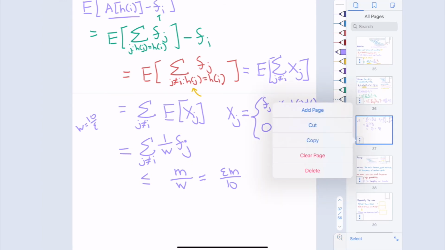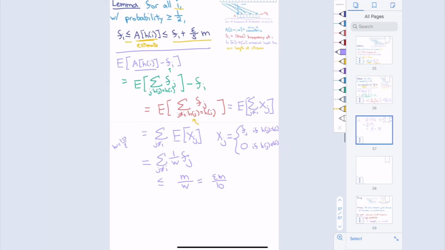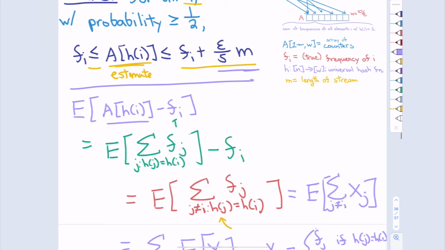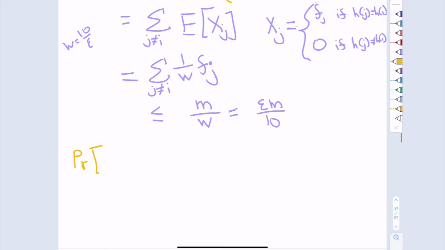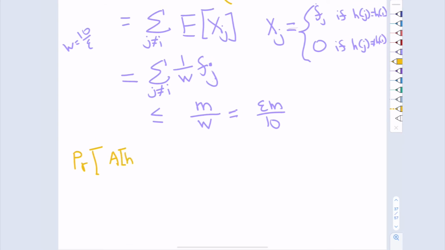Now the claim though was a little bit different. The claim was that the probability of it exceeding epsilon m over 5 was at most 1/2. So now we know the average noise is epsilon m over 10, but now I'm looking at the odds of the noise being at least epsilon m over 5. What I'm really interested in is the probability that the amount I overcount by is bigger than epsilon m over 5. I want to bound this. I want to somehow say that's at most 1/2. Now, how might I approach this?